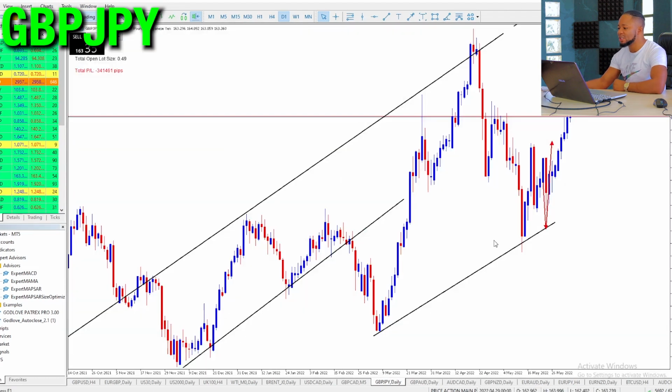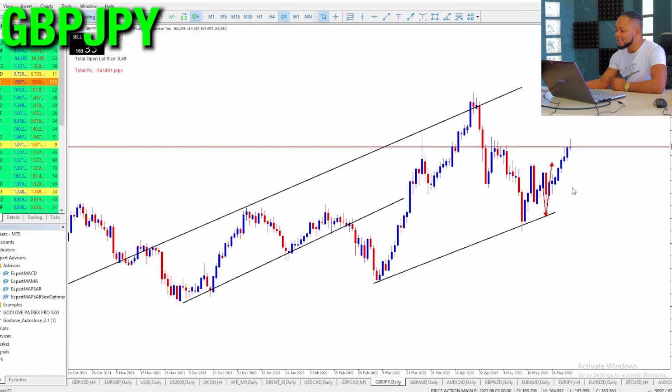And then Great Britain Pound JPY is almost the same thing. This is a trade which we also made. You can see the line is still there, guys. This is not magic. This is what I did. This is what we did last week.